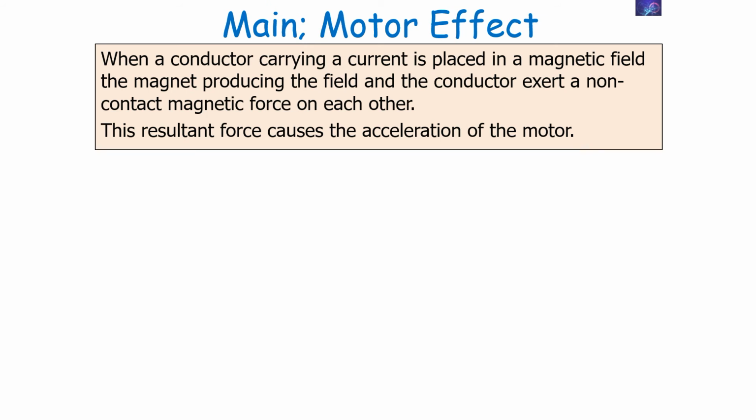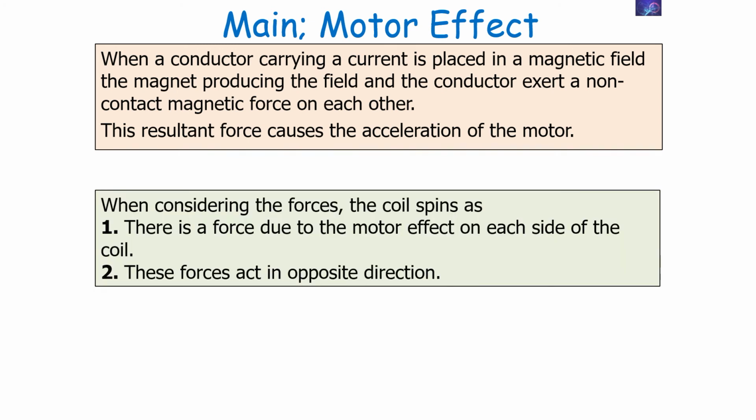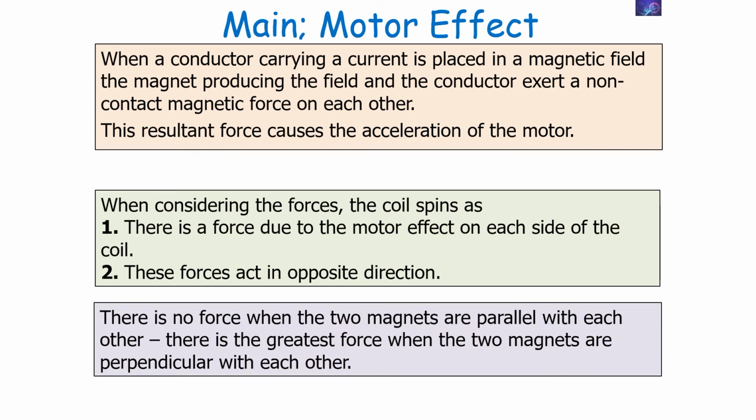So when a conductor carrying a current is placed in the magnetic field, the magnet producing the field and the conductor exert a non-contact magnetic force on each other. This resultant force causes the acceleration of the motor. When we're considering the forces, the coil spins as there's a force due to the motor effect on each side of the coil, and these forces act in opposite directions. There's no force when the two magnets are parallel with each other, but there's the greatest force when the two magnets are perpendicular to each other.